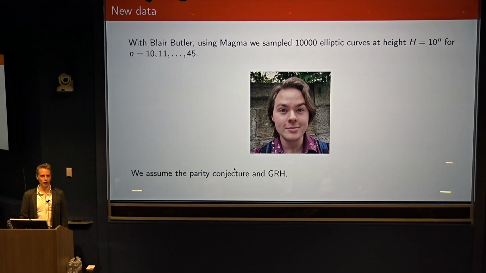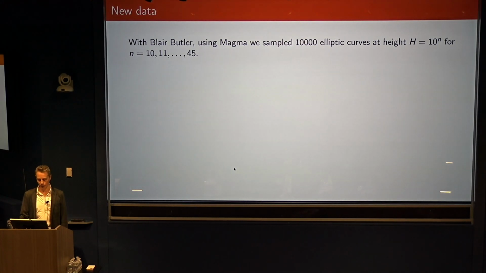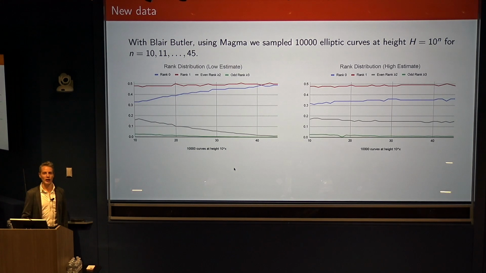And, well, I told you we have to assume some things. The parity conjecture and GRH are two of the things that I will assume when we do these calculations. It's really helpful, it speeds up the algorithms. All right, bye, Blair. We're going to show your data. So here's the debut of the data.